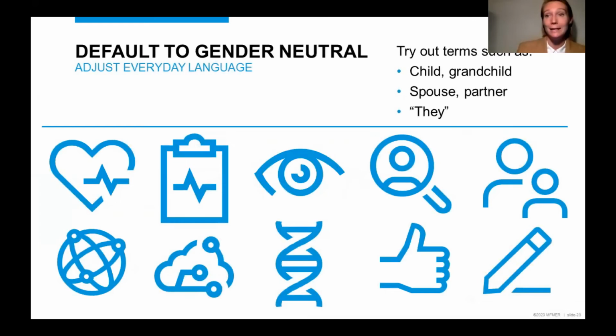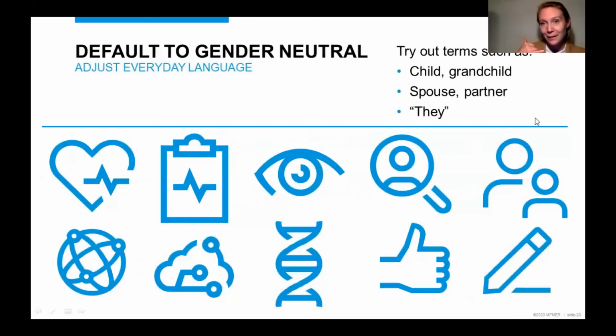So I think the easiest thing that we can all do is adjust our everyday language in order to create really an inclusive way of speaking and of interacting with other people. So one way that you can do this is you can try out terms such as referring to a grandchild as, if you're talking to your kid about your grandchildren, say, how are the grandkids doing? Or how is my grandchild doing?